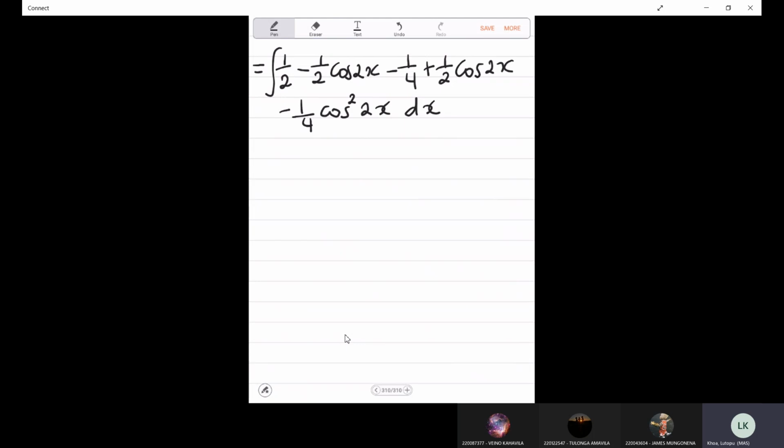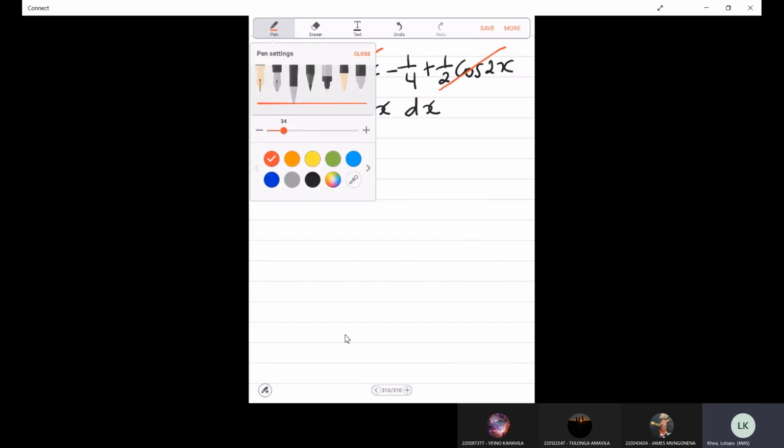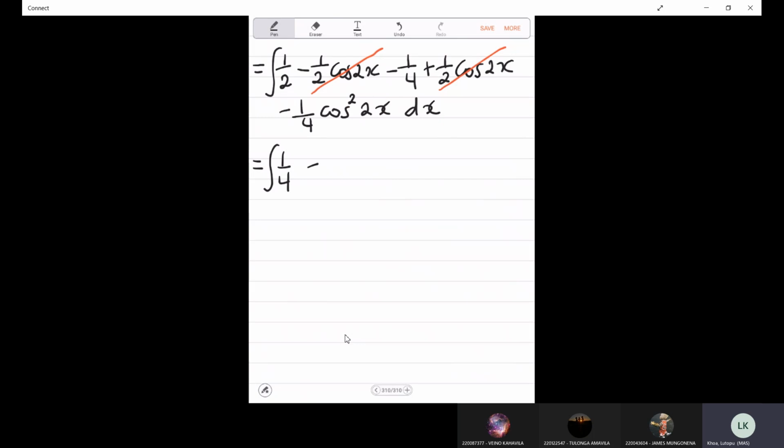So we can see that the half and the minus a quarter, you can combine them. You get a quarter. And then minus a half cos 2x and plus a half cos 2x, those combine to 0, they cancel each other out. And then we have minus 1 over 4 cos squared 2x dx. And then cos squared 2x, we rewrite it again in terms of a double angle.